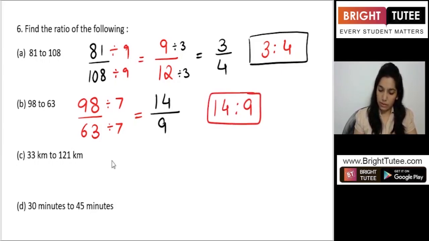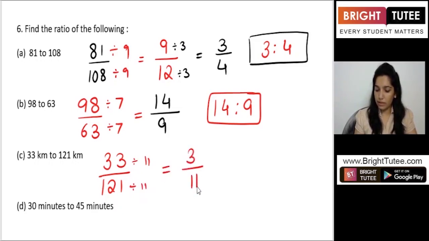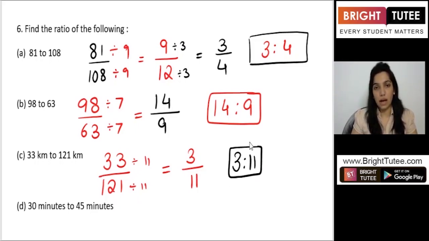Moving to the next one, it is 33 over 121. Okay, we are not writing the units. So now we can clearly divide both these numerator and denominators by 11. So it gives 3 as the numerator and 11 as the denominator. And 3 and 11, they have got no common factor. So this particular ratio is in the lowest form, and this is the answer.